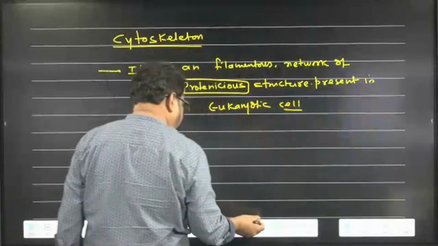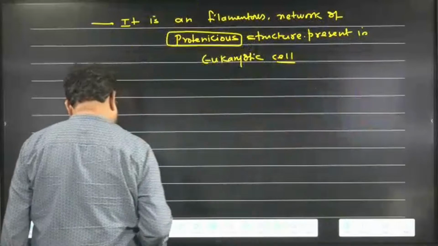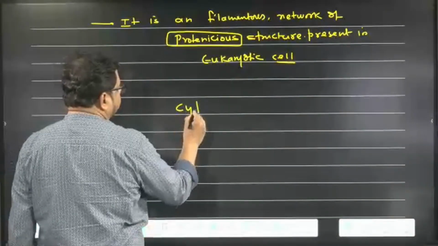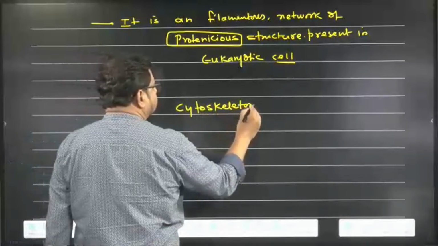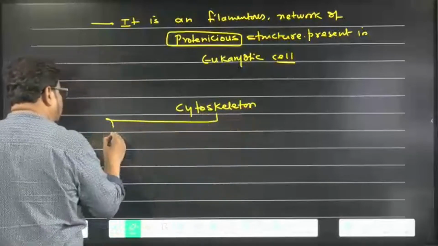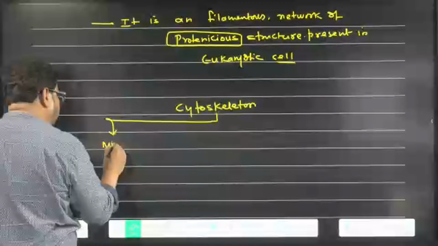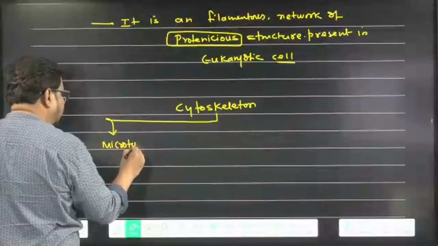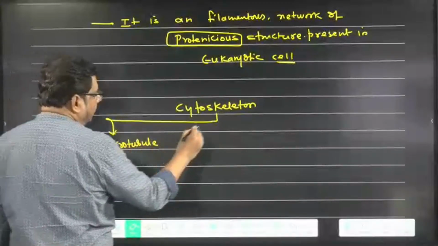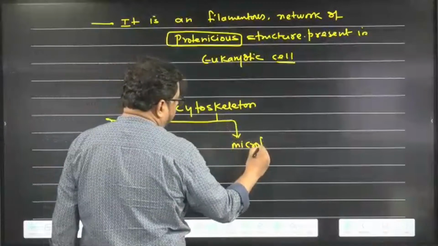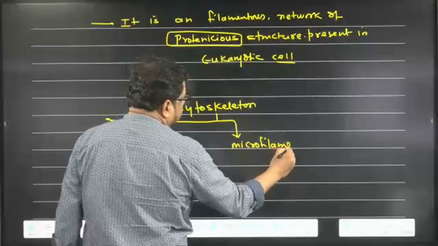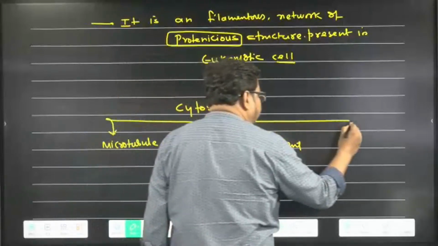So NCERT wrote 3 types of cytoskeleton. One type of cytoskeleton is microtubule, another is microfilament, and the third one is intermediate filament.